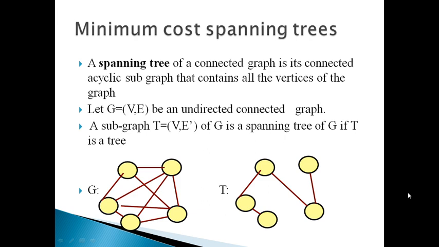Spanning tree is a connected acyclic subgraph that contains all the vertices of graph. Spanning tree will have all the vertices and with minimum possible number of edges. As shown in the slide, G is a graph which has V vertices and E edges. So G is undirected connected graph. T is a spanning tree covering all the vertices of G and it's an acyclic graph.